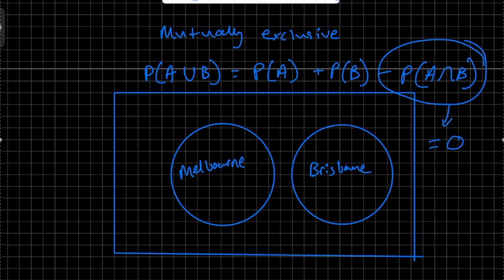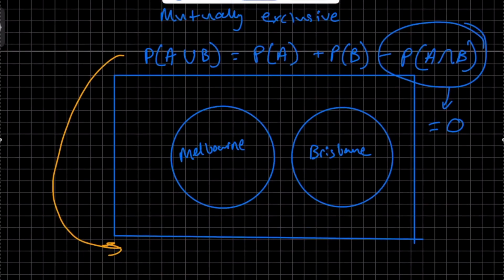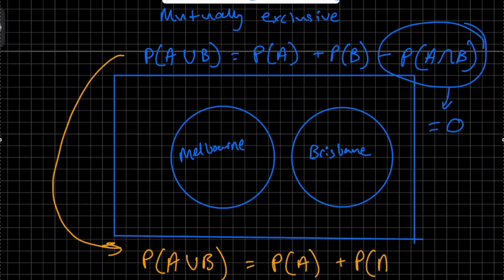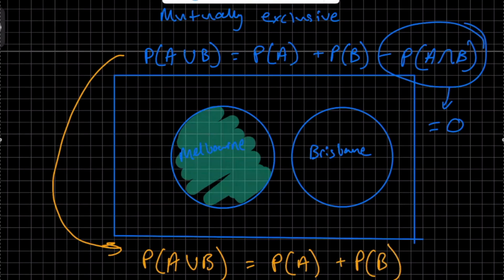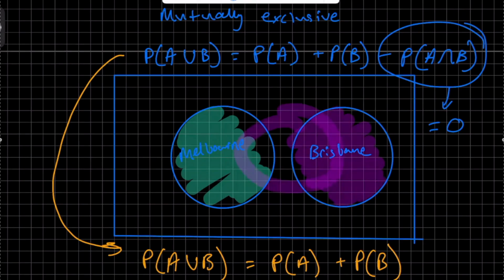So for mutually exclusive events, our addition rule changes to the probability of A or B simply being equal to the probability of A plus the probability of B. So this event plus this event, and we don't have to account for any double counting when we take the overlap, since there is no overlap in mutually exclusive events.